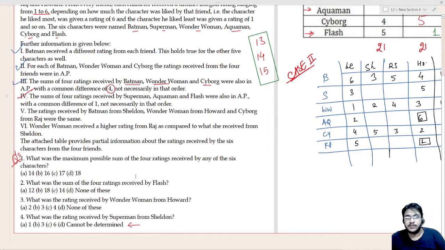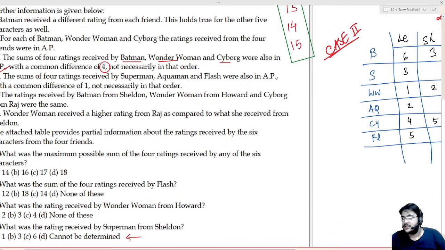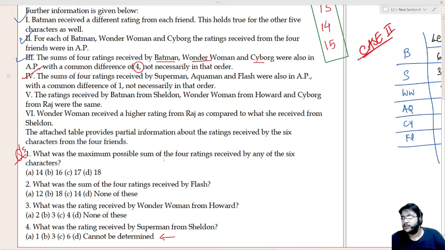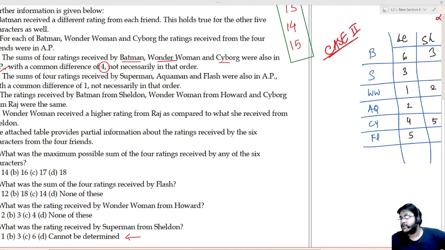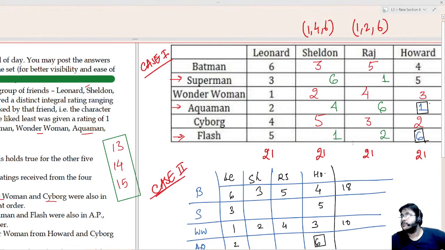So the first question says, what is the maximum possible sum of the 4 ratings received by any of the 6 characters? Actually, it cannot be more than 18. We have just seen, right? Because we have taken all the big numbers. So 6 we have taken, 5 we have taken, 4 we have taken, 3 we have taken. So 6 plus 4 is 10, 15 and 3, 18.